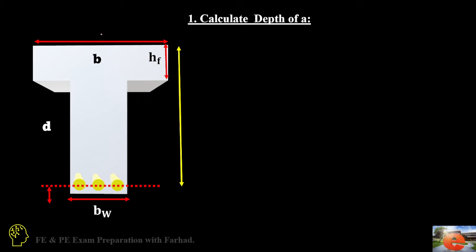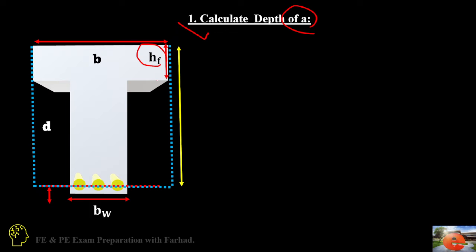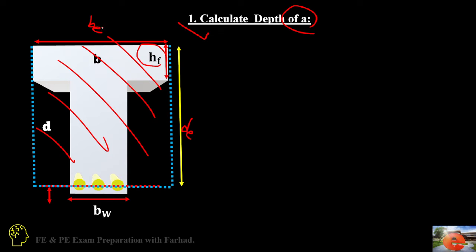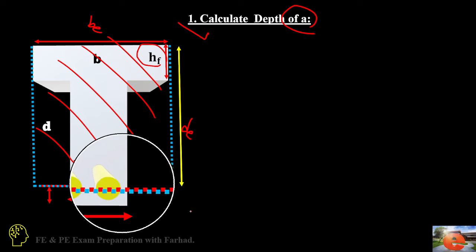Let's approach the problem. In T-shaped section analysis, the very first step is calculating the depth of the stress block and comparing it to the height of the flange. If you remember, we just consider the whole section as a solid rectangular section with the effective width of the flange and the effective depth, from the top of the section to the center of the tensile rebar at the bottom.